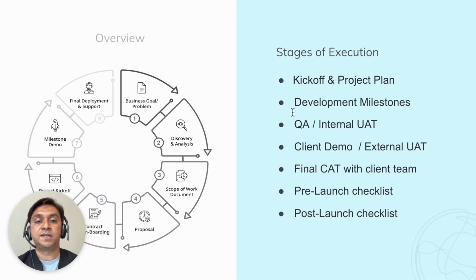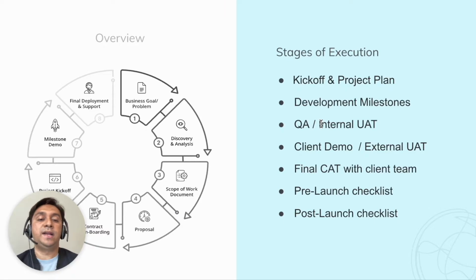Our project managers will prepare the project plan, usually considering the different modules of the project, and they will divide it into multiple milestones. And most of the time, we follow the internal UAT and external UATs for each and every development milestone, wherein for the internal UAT it will be done with our internal QA team, and once they finalize everything and once they approve, we will do an external UAT with the client.